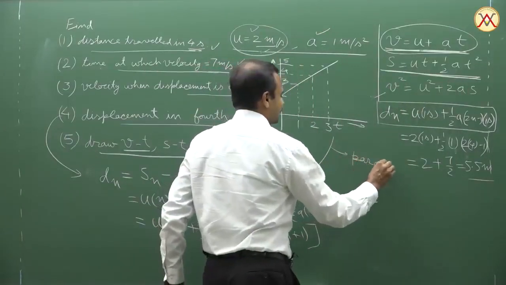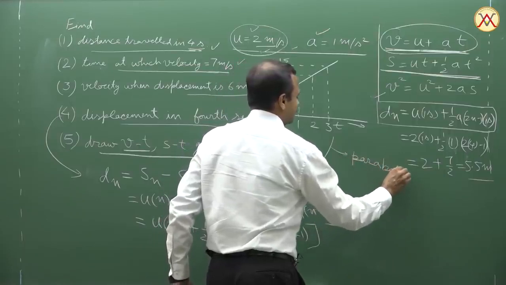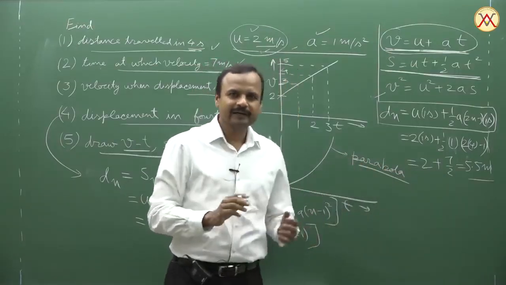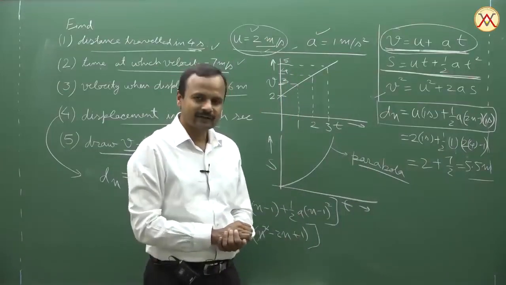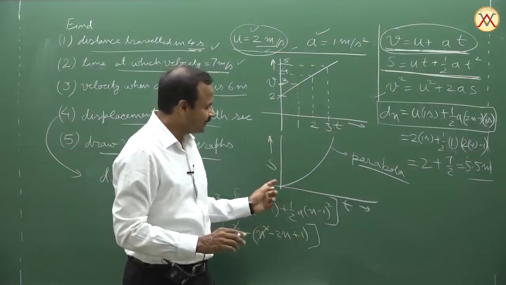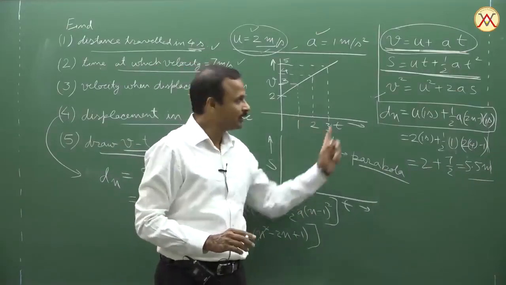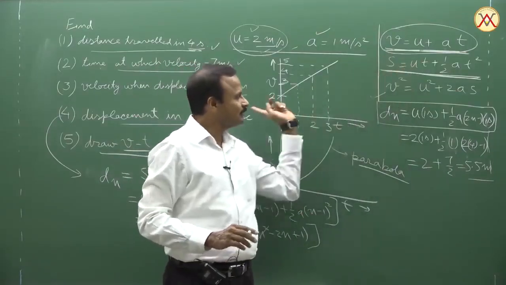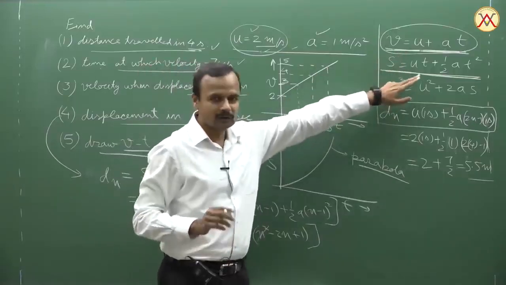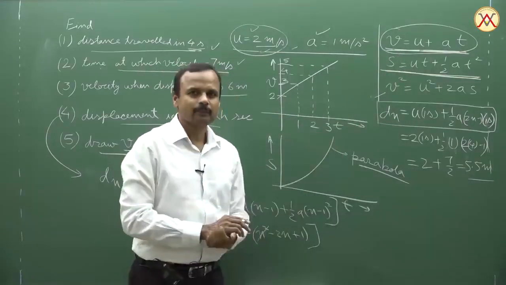So this is a parabolic graph. You will study parabola in great detail in mathematics later on. So for a quadratic function, graph is a parabola. For a linear function, the graph is a straight line. One powered function, the graph is a straight line. Two powered or quadratic function, the graph is a parabola.